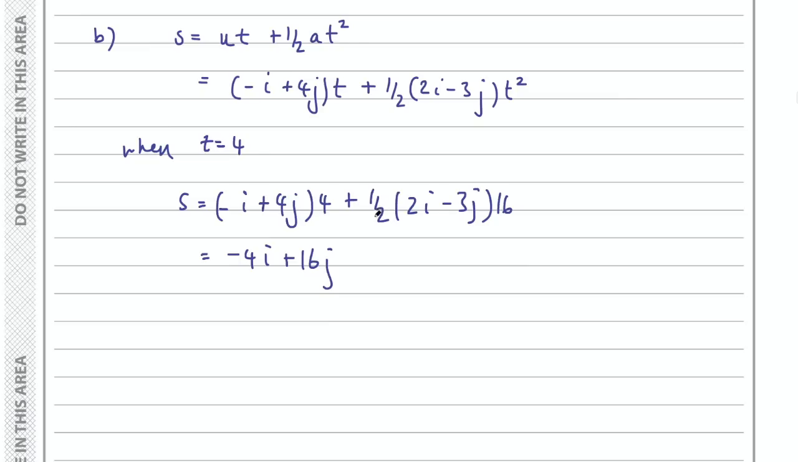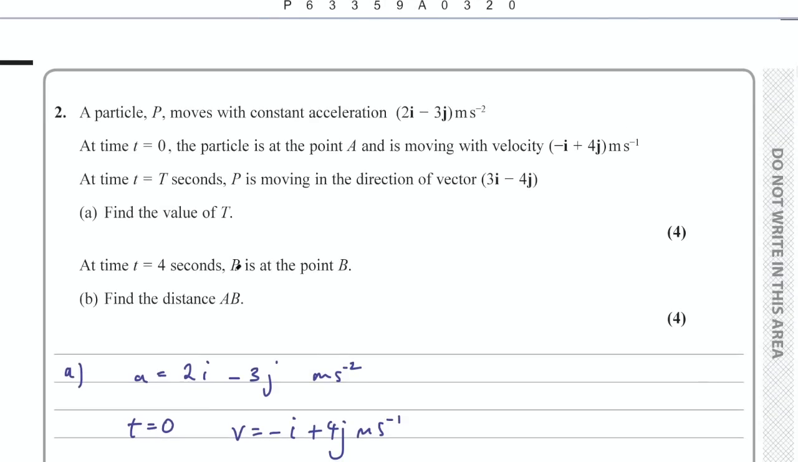16 divided by 2 is 8, times 2 is 16 again, 16i, and then 8 times 3 is negative 24j. Simplifying this, I'll have negative 4i plus 16, that is 12i, and 16 take 24, that is negative 8j meters. So that's my position vector, and we're looking for the distance AB.